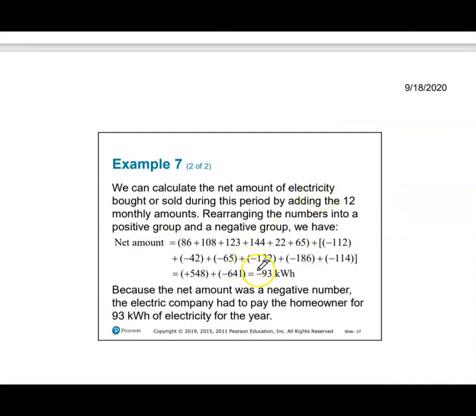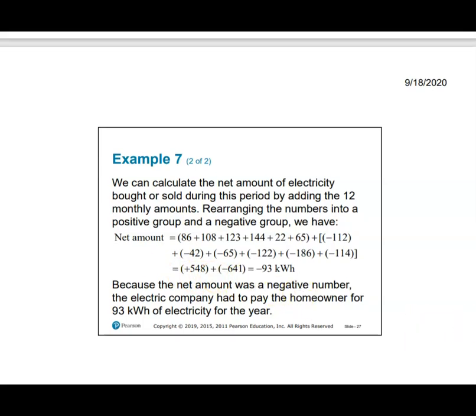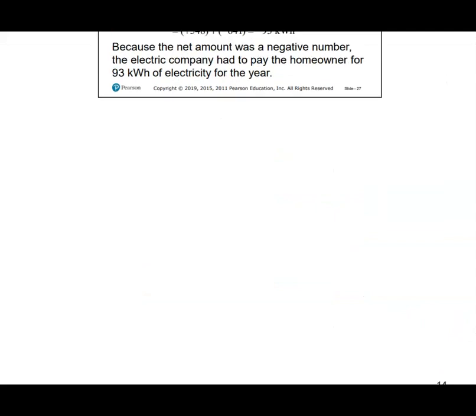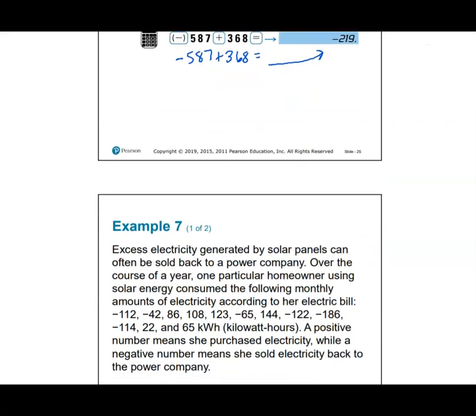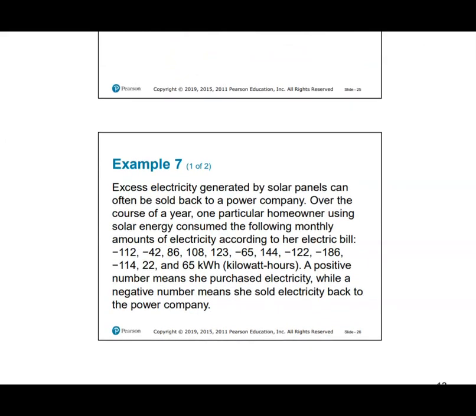And they got a negative 93 kilowatts. And because the net amount was a negative number, the electric company had to pay the homeowner. So she actually ended up making money on her electric bill. That would be great. So that's the end of section 1. We'll be covering section 2 next.